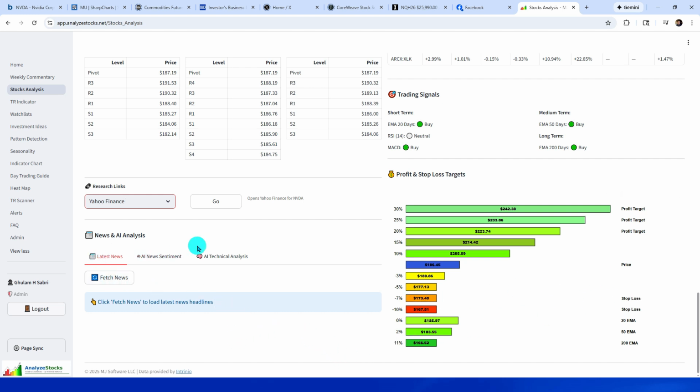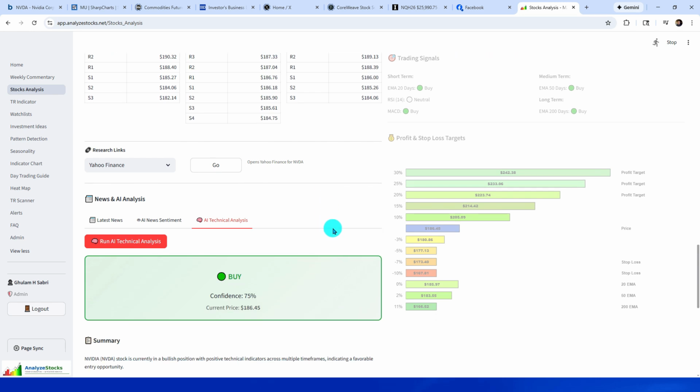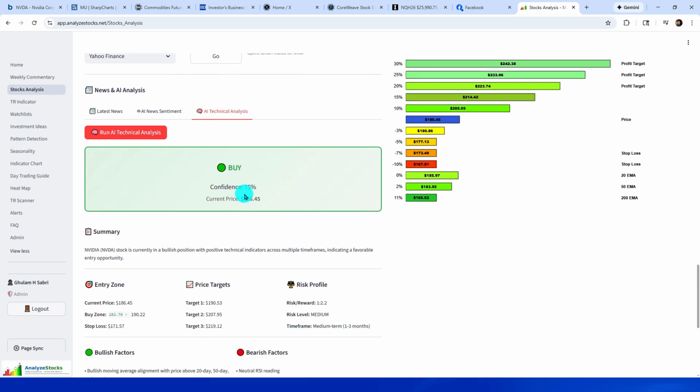Below here, we have an AI section. If you press this AI news sentiment button, it will provide you an AI sentiment analysis of what the different news articles are saying about this particular stock. For the AI technical analysis, if you press this, it will call an AI agent, and it's saying NVIDIA at the current level is a buy signal, giving the AI technical analysis with a 75% confidence level.